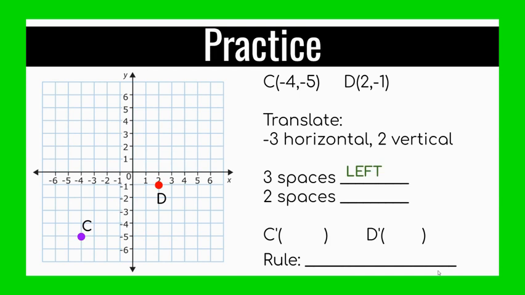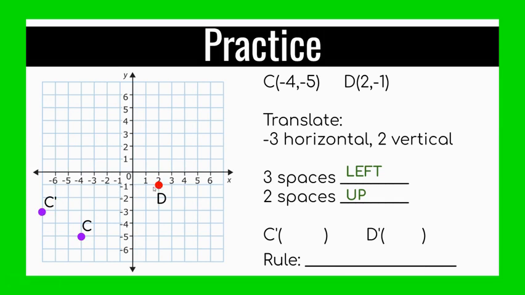Vertical is in the y, so that's moving up or down. The 2 is positive, so I'll be moving up. So C, I'm going to move 3 spaces left while I'm starting at -4, so I go 1, 2, 3. I'm going to end up at -7, and then I'm going 2 spaces up. So from -5, I go up 1, 2, and C prime, remember the prime means the new one, is at -7, -3.